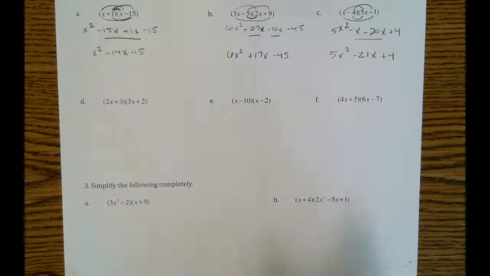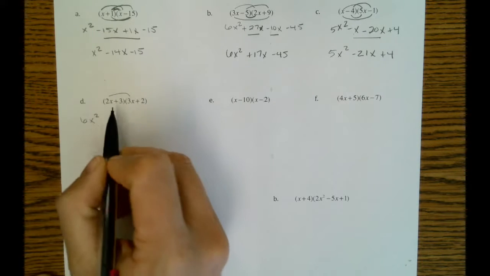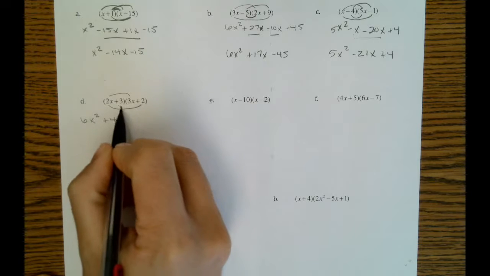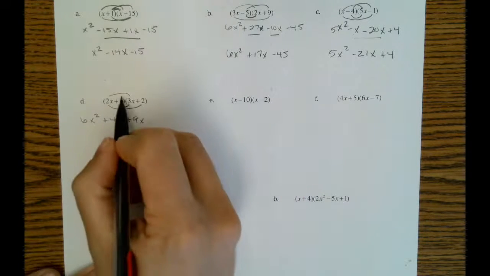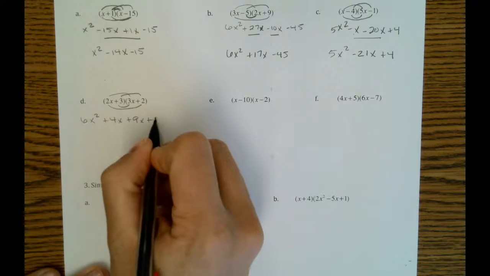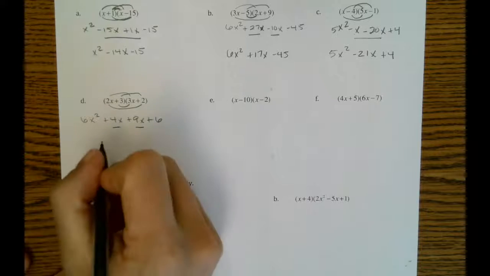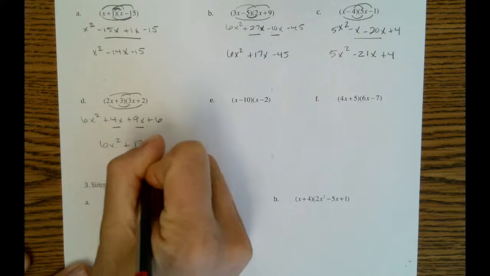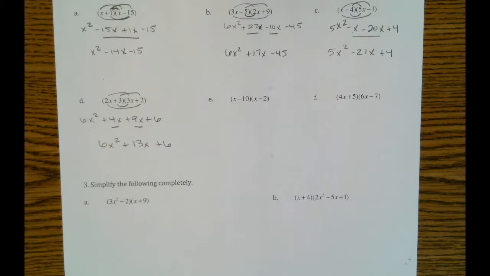Okay, D, E, and F are very similar. 2x times 3x is 6x squared. 2x times 2 is positive 4x. 3 times 3x is 9x. And 3 times 2 is 6. Here, again, we can combine those middle terms because they both have an x to the first. So that would be a total of 13x. Everything else will stay the same.